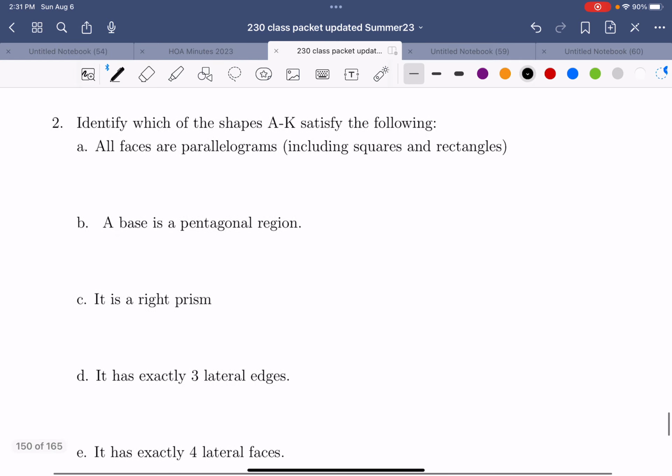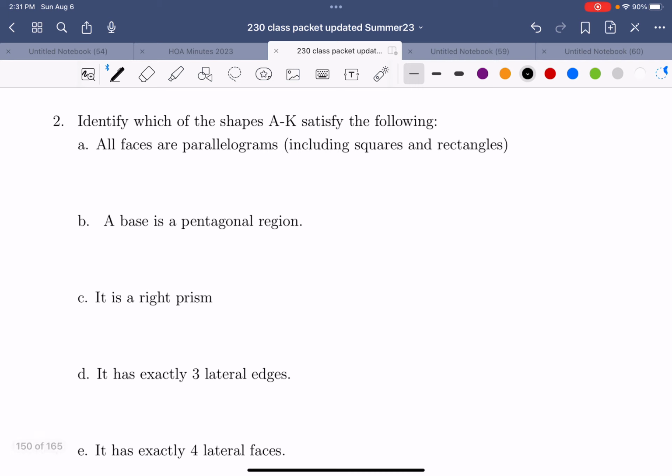And then we're going to go down here, and we're going to run through our shapes, and we are going to identify which of the shapes satisfy the following. So all faces are parallelograms. This includes squares and rectangles because squares and rectangles are parallelograms with extra features. So we're looking for something that has all parallelograms. So no triangles whatsoever. And if I run through, A has triangles, B will work because it's all parallelograms. C has triangles, D has triangles, E is all squares, so we're going to keep E. F is all rectangles, so that counts. G has triangles, H has triangles, I has triangles, J has triangles, K has trapezoids. So we're going to stick with B, E, and F.